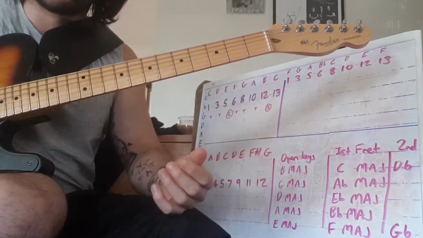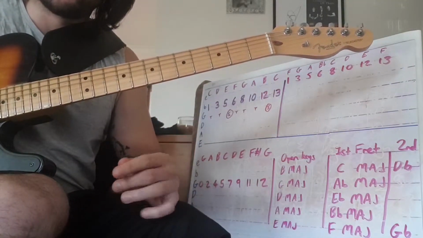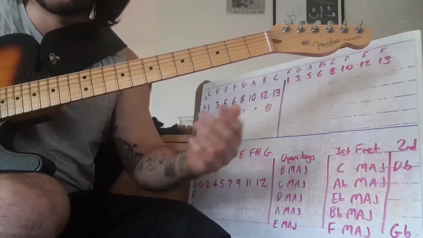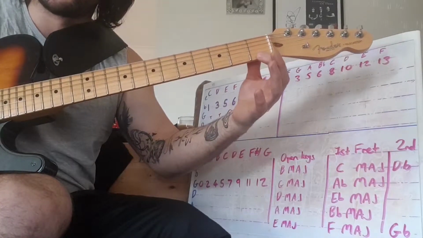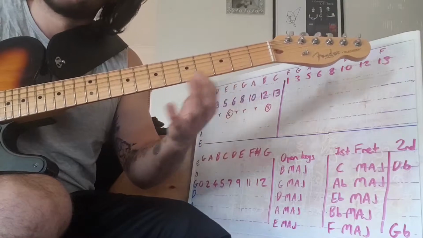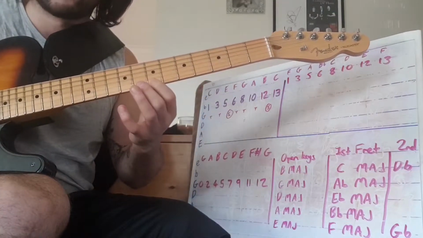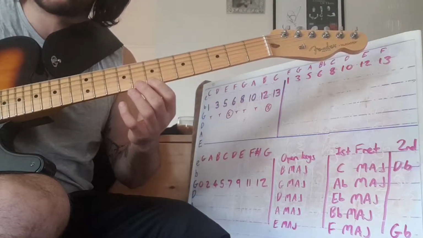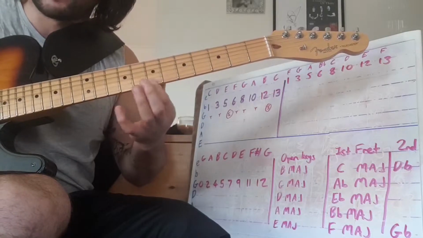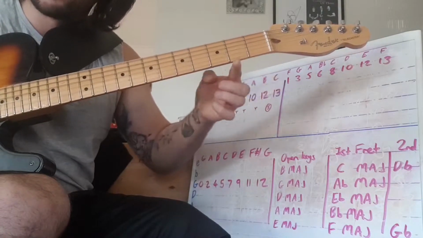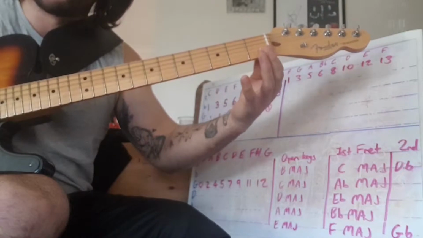Alright, now the reason for doing that, this is what would happen if I didn't employ any sharps and flats and I just played the C major scale starting from F. It doesn't sound right, it doesn't sound like a major scale. So we need to flatten that B in order to retain that tone, tone, semitone formula.